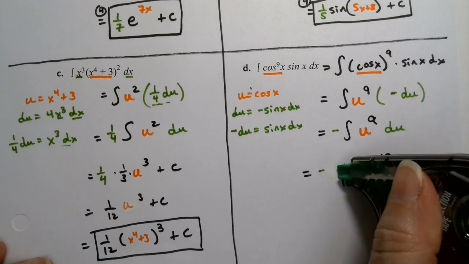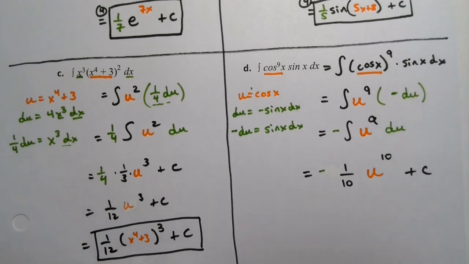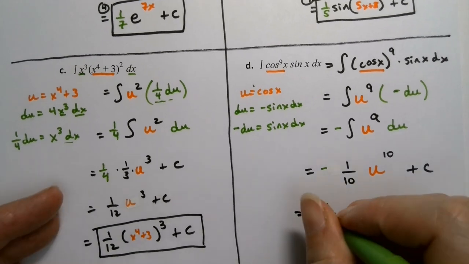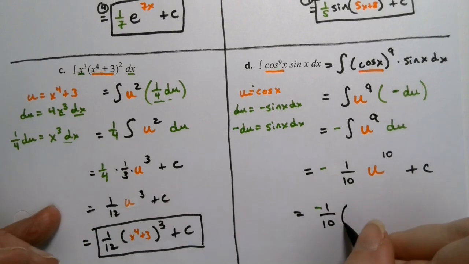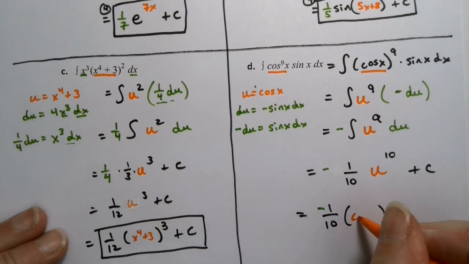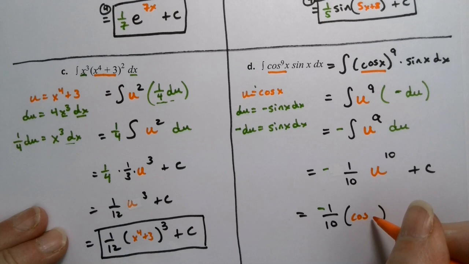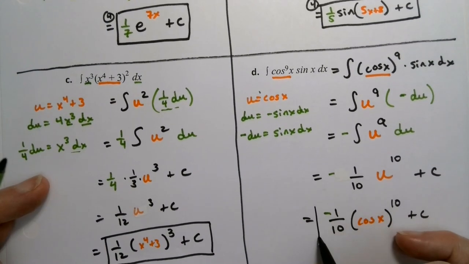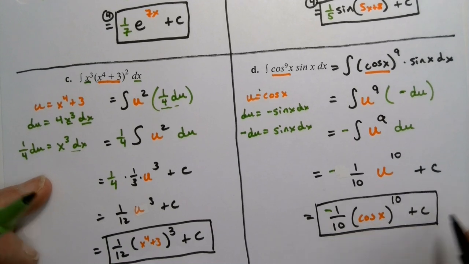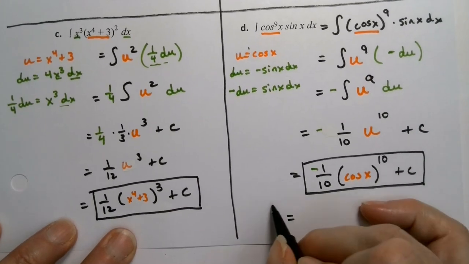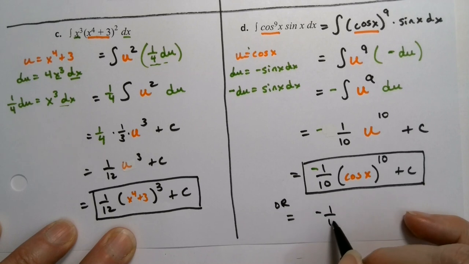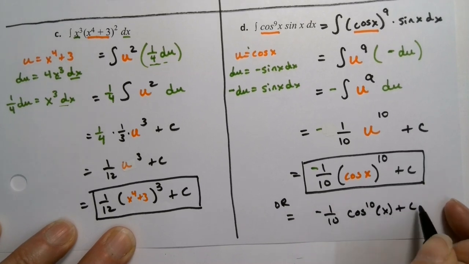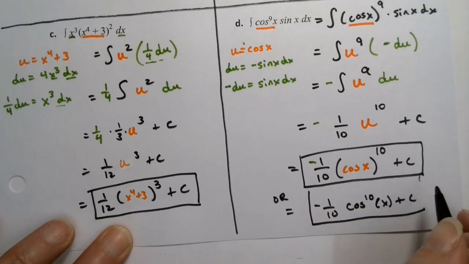All right, so that would be equal to negative 1/10. And then u was cosine. So it's cosine of x to the 10 plus c. Or if you want to be fancy about it, negative 1/10 cosine to the 10 of x plus c. Either one of those is fine.